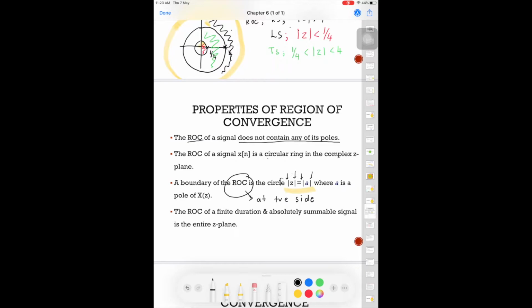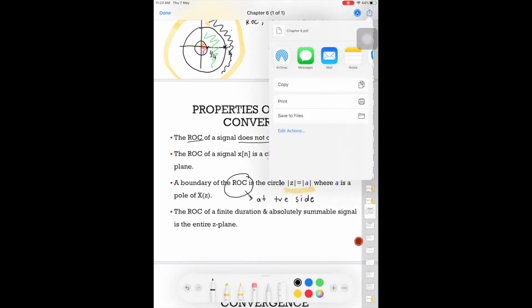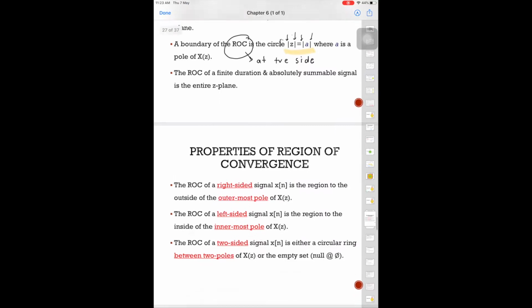Why? Because we need to have a causal sequence. For the Z transform, to avoid convergence problems, we need to have a sequence at the right side part only, the positive part only. Next, the ROC of a finite duration and absolutely summable signal is the entire Z plane. That one is very easy to understand, right?